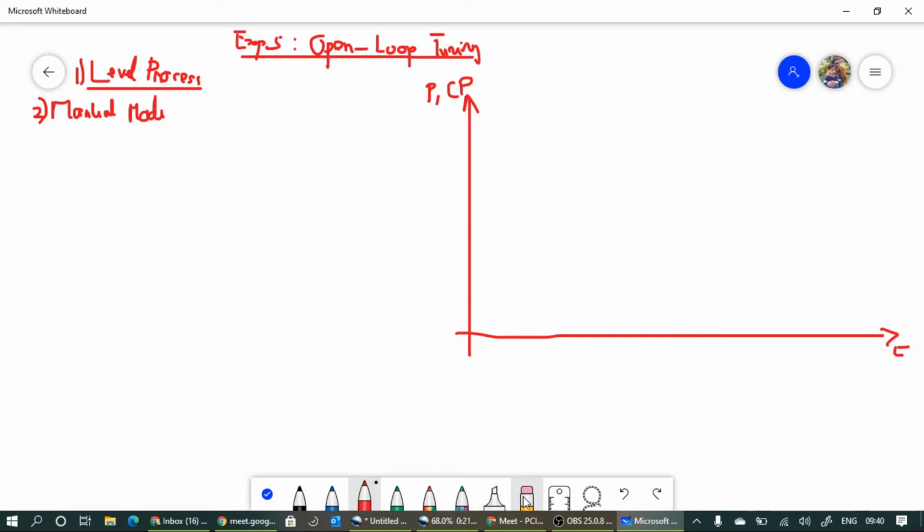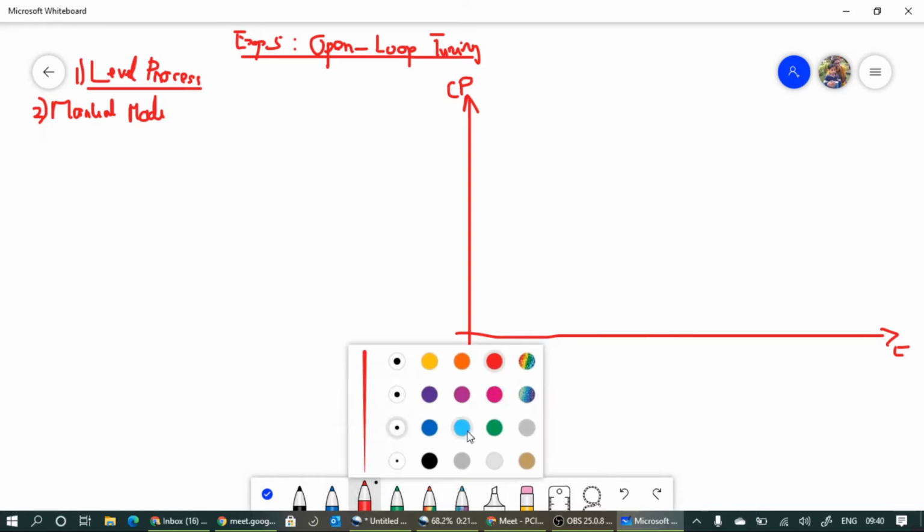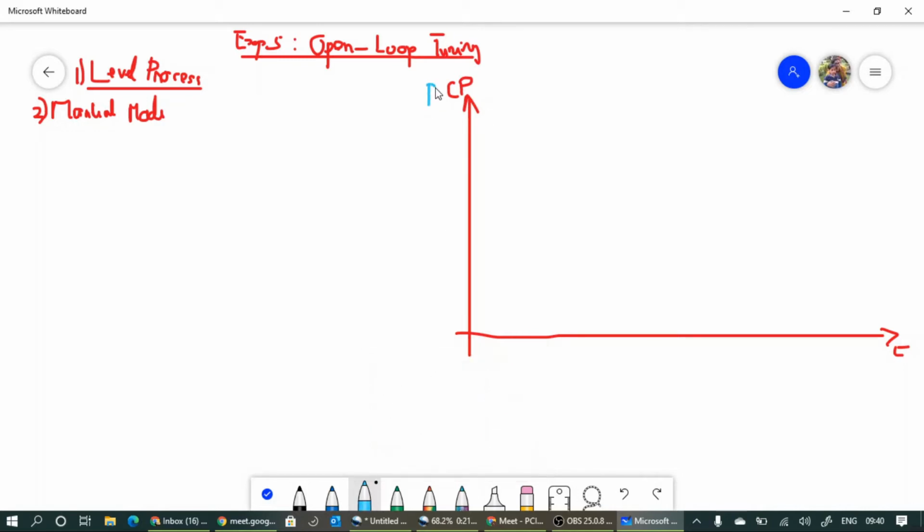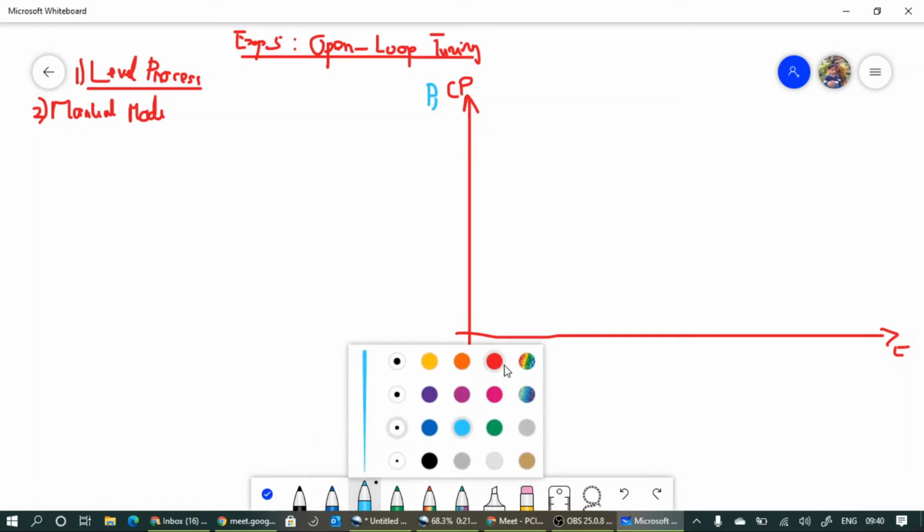One is control output. We can take a different color. So P is the control output. Then CP is the process variable, meaning controlled variable. If it is level, level is the controlled variable, right?